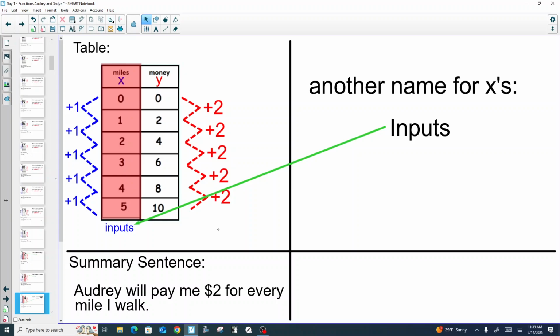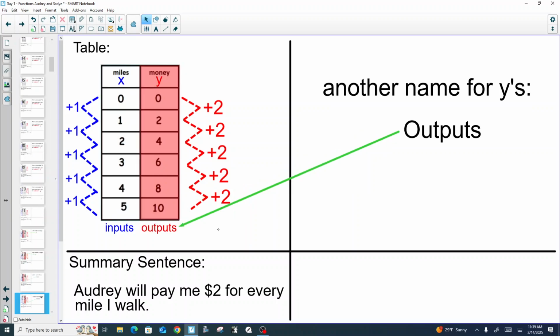X is also known as input. Now stop and think, what would that Y column also be known as? If X is inputs, then what's Y have to be known as? Outputs. Very, very good. Outputs. And again, that's just another nickname. Y's would be known as outputs. Could you guys think of another name for X or Y?